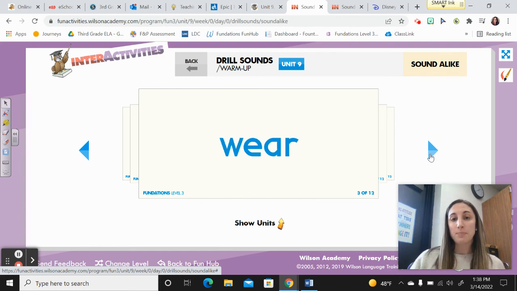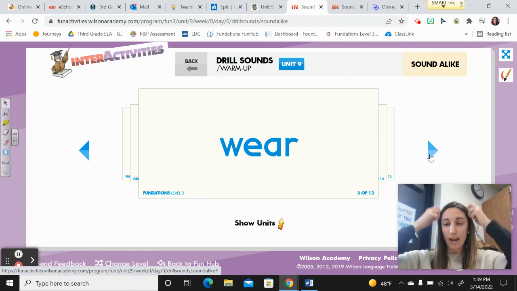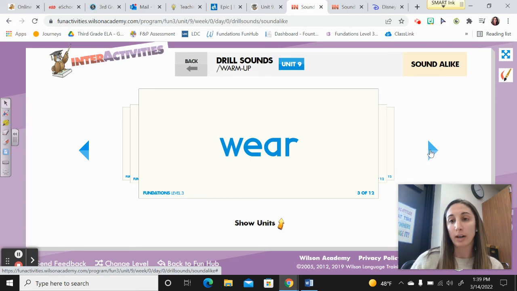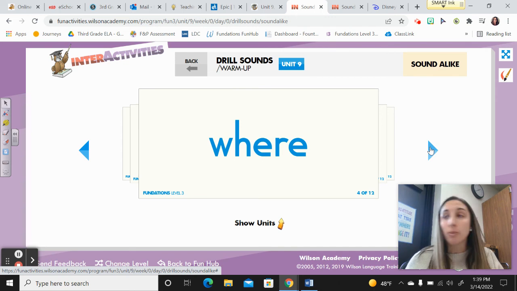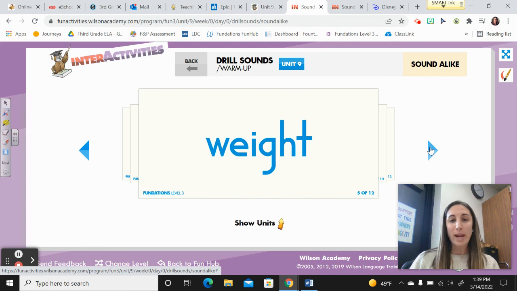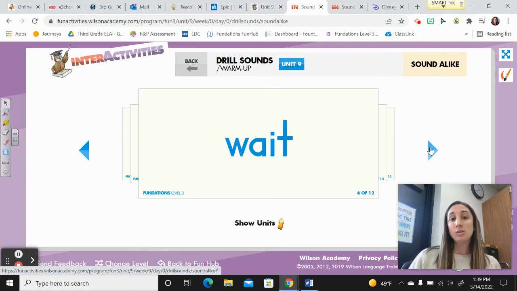Okay. This word, wear. What's the signal for WEAR? Right. Put on your hat, zip up your jacket. You wear clothing. This where, what's that signal? Yeah, where you're looking for the location of something. This word, weight. WEIGHT. When you're talking about how heavy something is, right? You lift the weight. This weight, WAIT. Cross your arms, tap your foot, check your watch when you have to wait patiently in line.